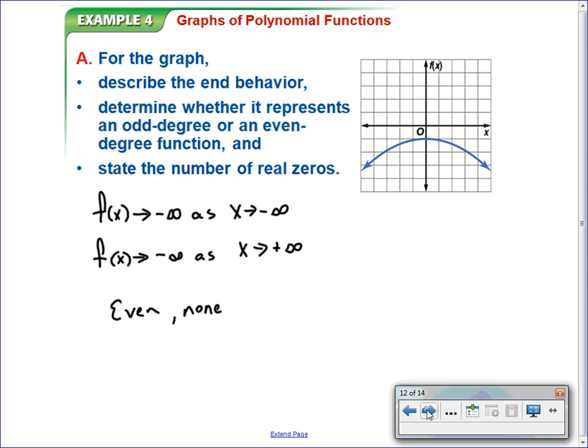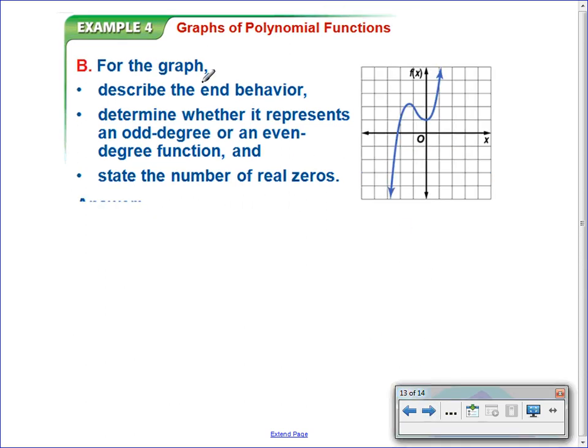Let's look at the next example. All right, let's describe the end behavior. Let's look over here at the left side. F of x approaches. Okay, notice how y's value is decreasing. That would be negative infinity. And since this is on the left side, we'll say as x approaches negative infinity.